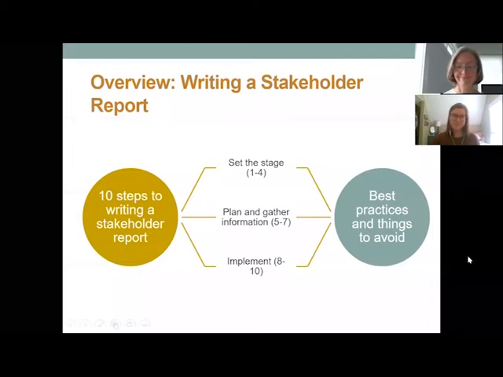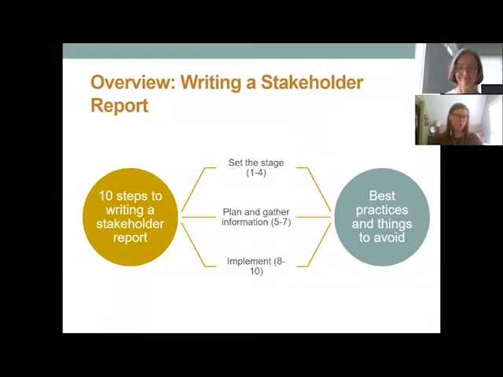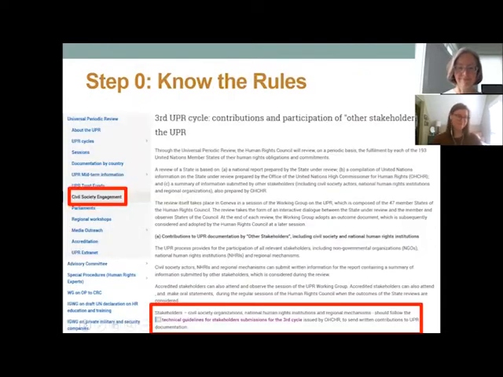Thanks, Amy. All right, so how do you go about writing a UPR stakeholder report? Well, there are 10 steps that we have to guide you, broken up into 3 phases. So the first phase is setting the stage, then planning and gathering information, and implementation. There are also some best practices and things to avoid that we'll talk about later in the presentation. Next slide.